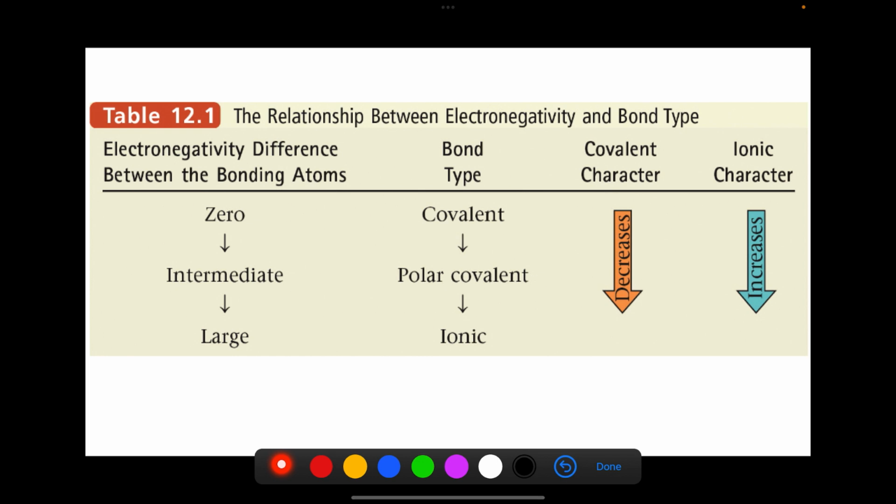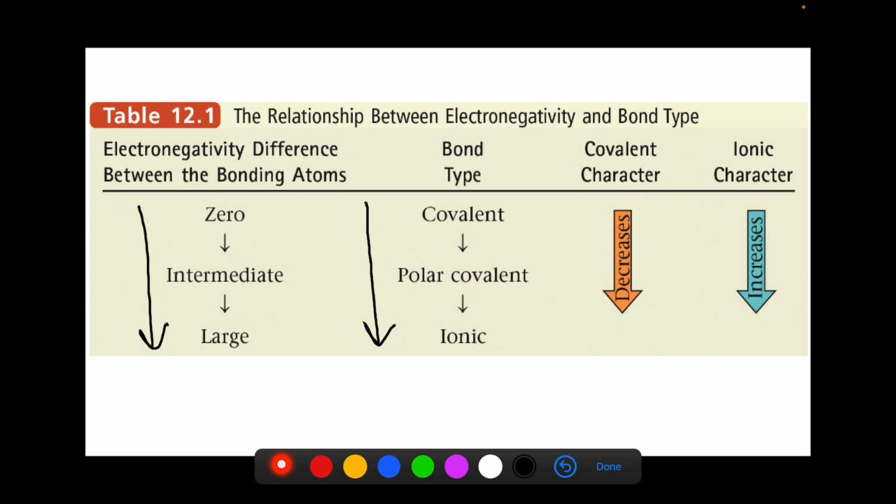Here's a table summarizing what we just said. We look at the electronegativity differences here. As they increase, we see that the bond becomes more and more polar until it's actually not even sharing electrons anymore. It's actually transferring them and has become ionic.